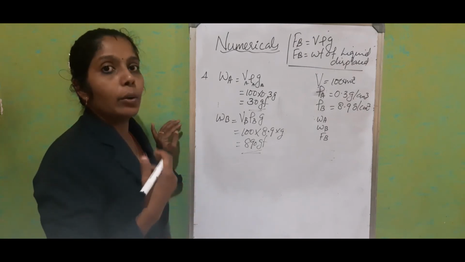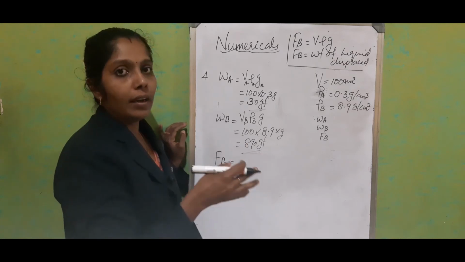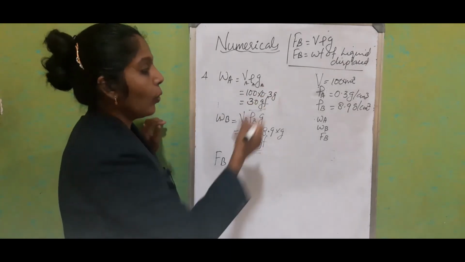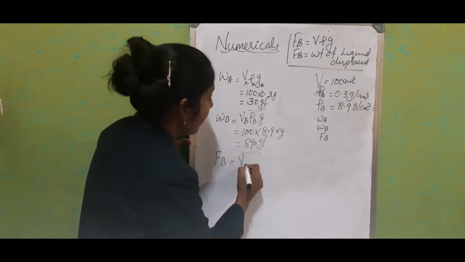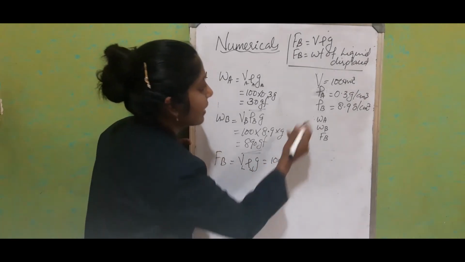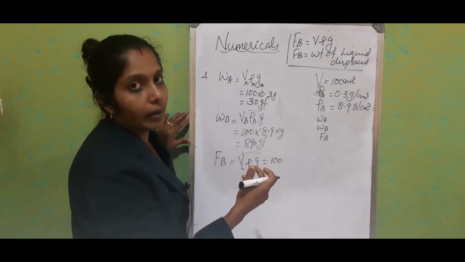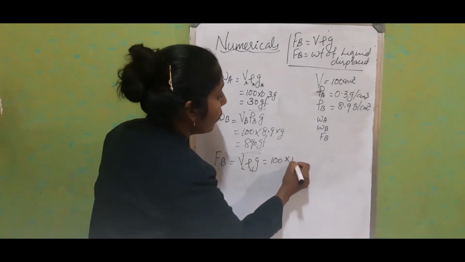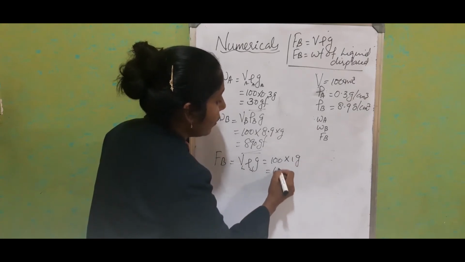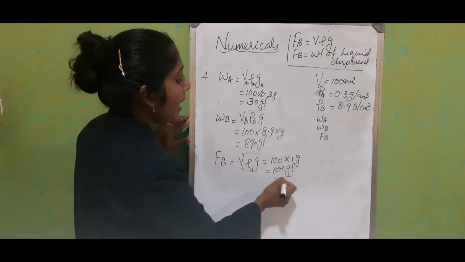Now let us find out the upthrust. Upthrust is exerted by the liquid. The volume is the same, so V rho G of the liquid: 100 is given in gram, so we can use the density of water in gram. So 100 into 1 into G, that is equal to 100 gram force. So this is the upthrust.